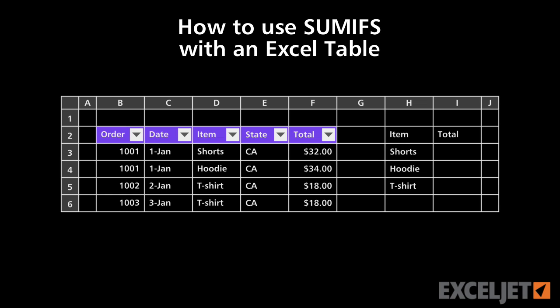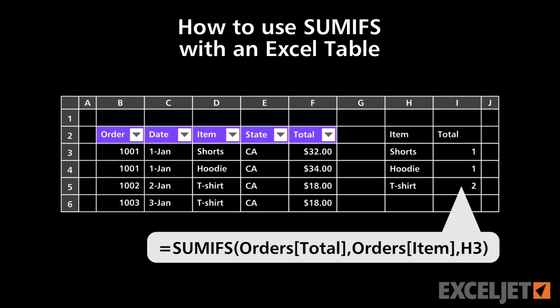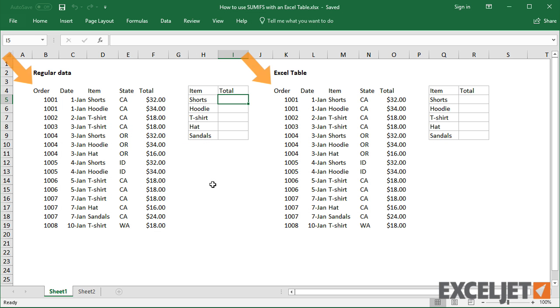In this video, we'll look at how to use the SUMIFS function with an Excel table. On this worksheet, I have two identical sets of order data. I'm going to walk through the process of constructing a summary of sales by item for both sets of data. With the data on the left, I'll use standard formulas and no table. On the right, I'll create an Excel table and build formulas that use structured references.